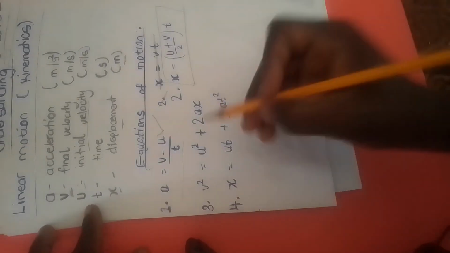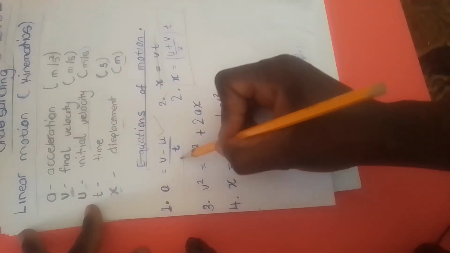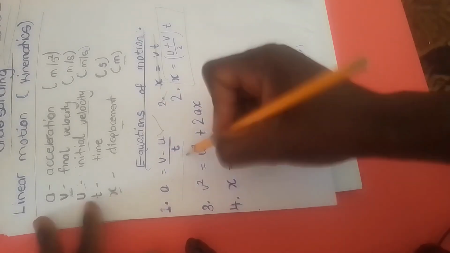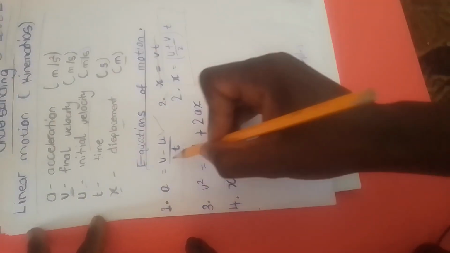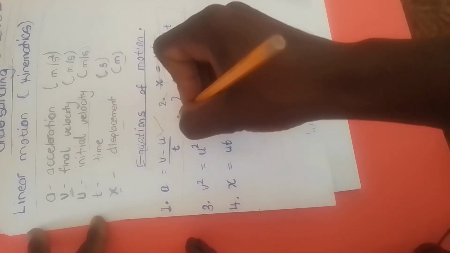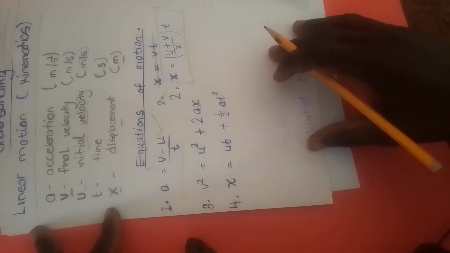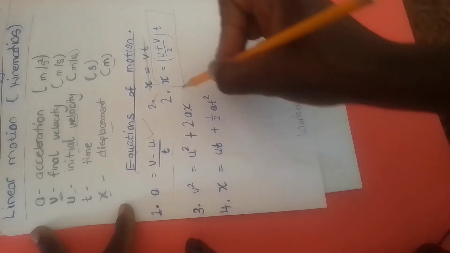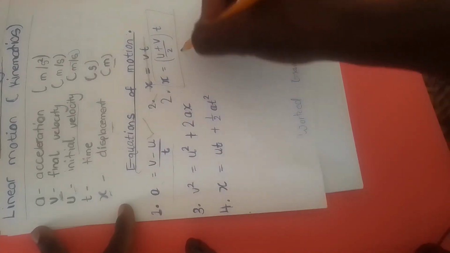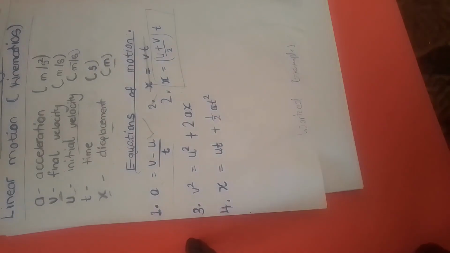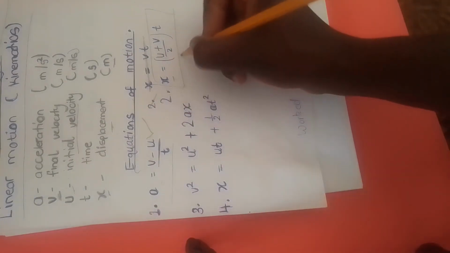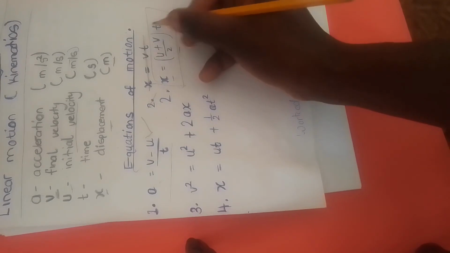The first equation is saying that A is equal to V minus U over T, meaning that acceleration is equal to final velocity minus initial velocity over time. Then the second equation is saying X is equal to (V plus U) over 2 times time, meaning that displacement is equal to the average velocity times what?